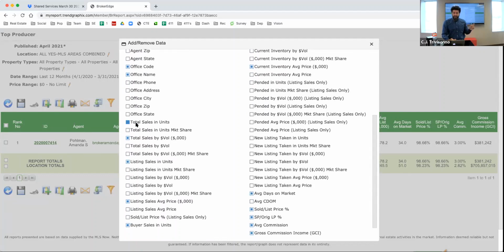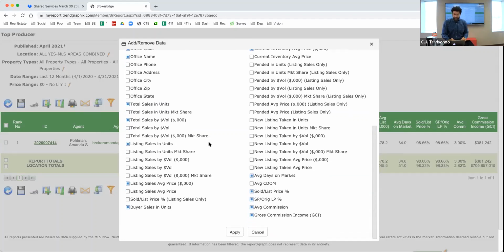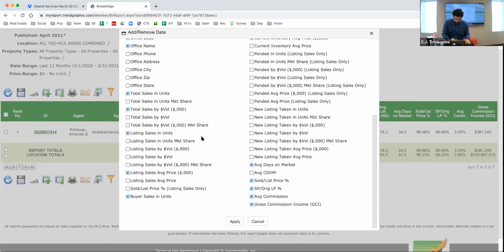The boxes that are checked are the ones we went through. I'm not going to go through all of these, but you can look at some of the different ones. Total sales and units for market share, so you can see what market share you have in listings. If you're zoning in on a city, Amanda does a lot of Shaker Heights, so it'd be interesting to see what market share she has in just Shaker Heights, and the percentage of it. Again, just data to help you make decisions, and maybe she can use that in a listing presentation if she's in a certain area.